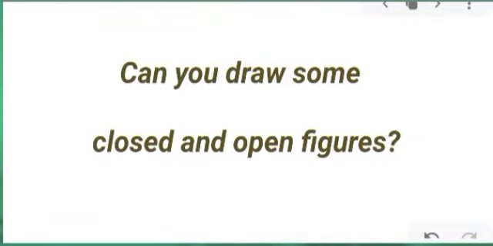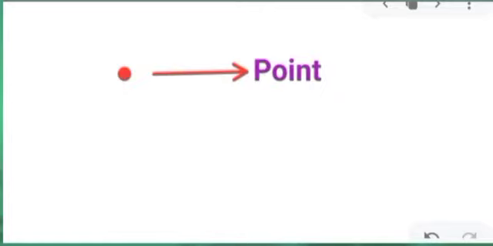Now, can you draw some closed and open figures? You can draw any shapes, but the starting point is important. So, this is a point. This is a point. This can be drawn with a pen or pencil. A small dot is called a point.